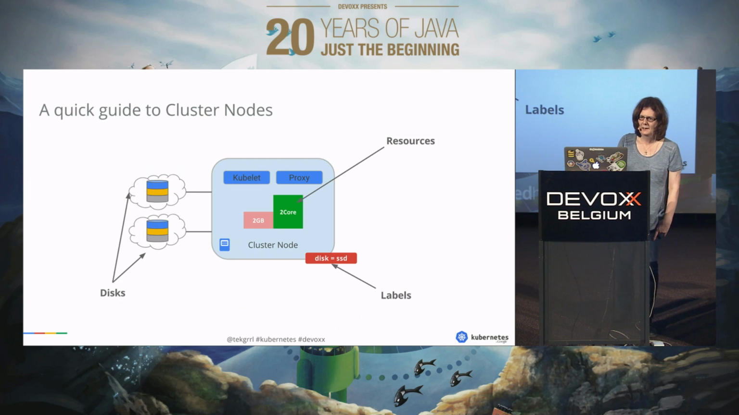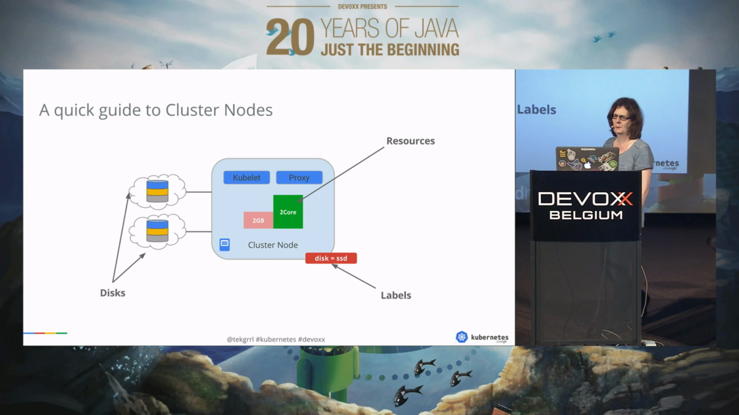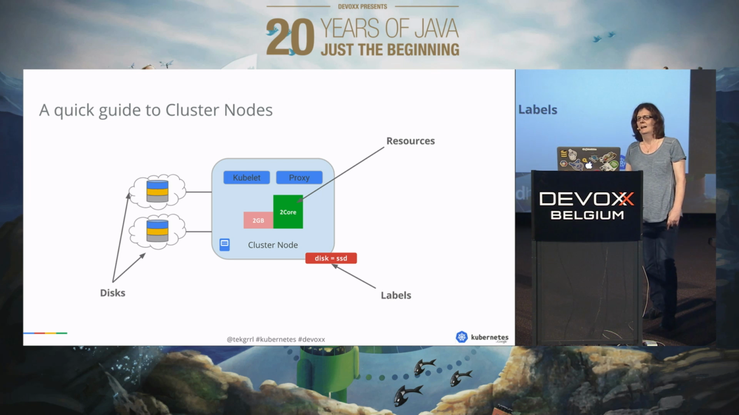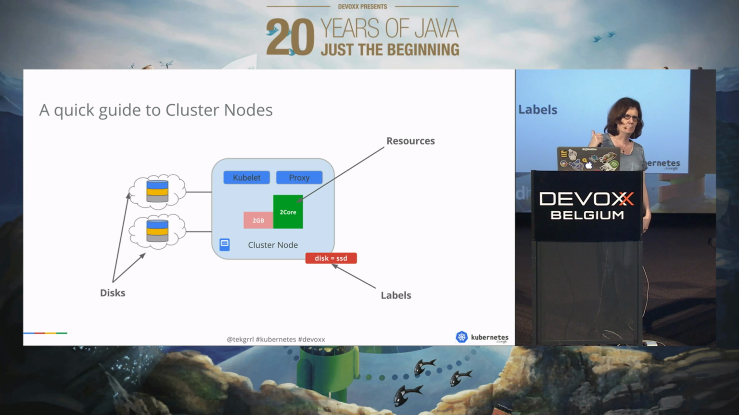A quick guide to cluster nodes. I want to put this in the context of what we're going to talk about next, because you need to know some of this stuff up front. And a cluster node looks something like this. A cluster node has the notion of resources in terms of CPU and memory. That's extremely important. And again, it's very important to us internally.